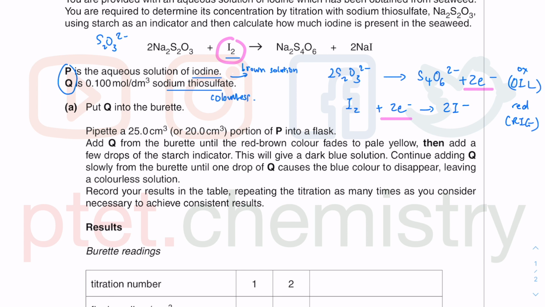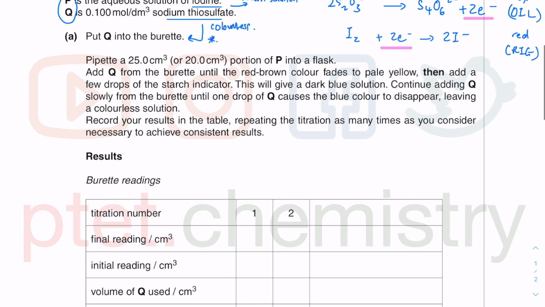So here, the sodium thiosulfate goes in the burette, which is the same thing that I'm going to show you in the upcoming experimental video. Okay. So we're going to pipette out 25.0 cm cube, as that's the pipette size my students use in the school laboratory. And this P here is basically the aqueous iodine. So inside your conical flask, you're going to have a brown color solution.